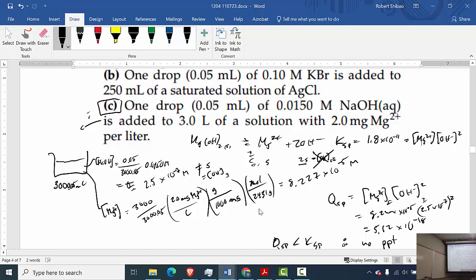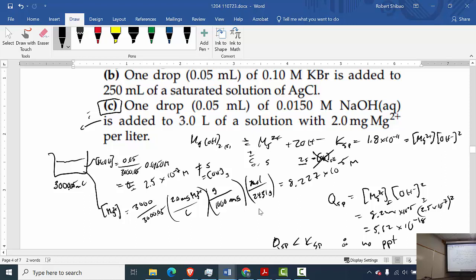And then I also don't really get how you conceptually knew that if Q is less than K, no precipitate, and if it's greater, then we get precipitate? Because of this. If Q is less than K, then the ion product is not big enough. We need more ions in the product.